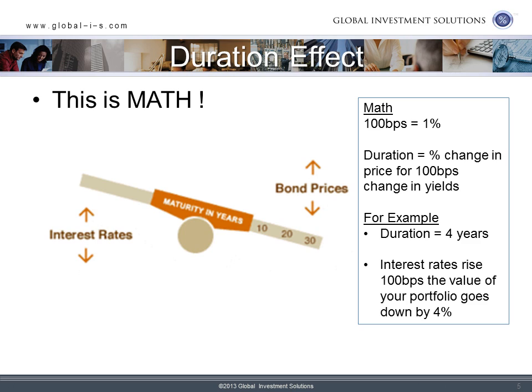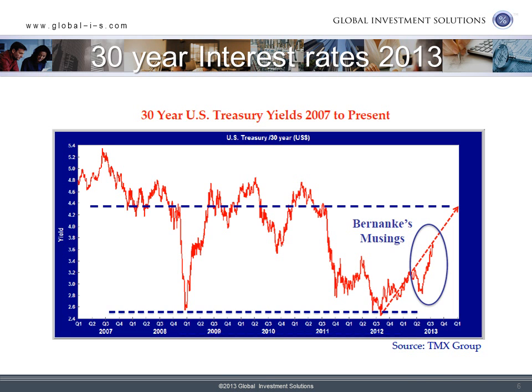In this example, with a duration of 4 years, if interest rates rise 100 basis points, the value of your portfolio goes down by 4%. If your duration was 7 years, for an interest rate rise of 100 basis points, the value of your portfolio would go down by 7%. This is math. This is not like the stock market where things can be different depending on different circumstances. This is simply math. So the question is, can interest rates go up by 100 basis points?